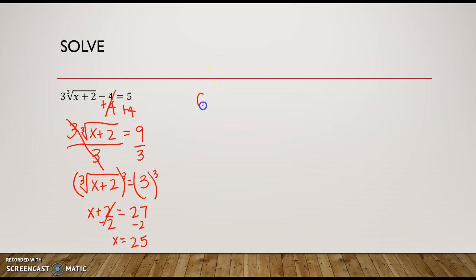Now we've got to plug it back in. You must check every single time. So if I plug it back in, I'm going to have 3 times the cube root of 25 that we got for x plus 2, and then a minus 4 on the outside, and that's got to give me 5. 25 plus 2 is 27.